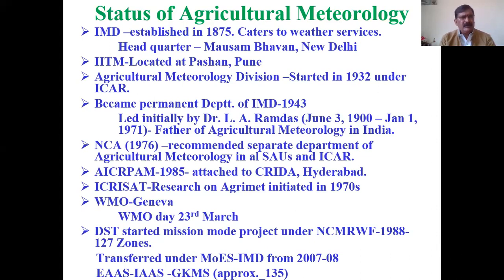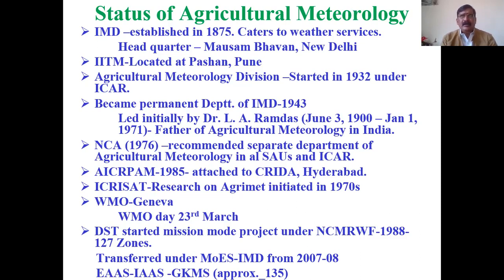So the Agricultural Meteorology Division started initially in 1932 under the umbrella of ICAR and it was transferred to the Department of IMD in 1943. Initially it was led by Dr. L.A. Ramdas. He is called the father of agricultural meteorology in India. And then the National Commission on Agriculture in 1976 recommended a separate Department of Agricultural Meteorology under the state agriculture universities and ICAR.